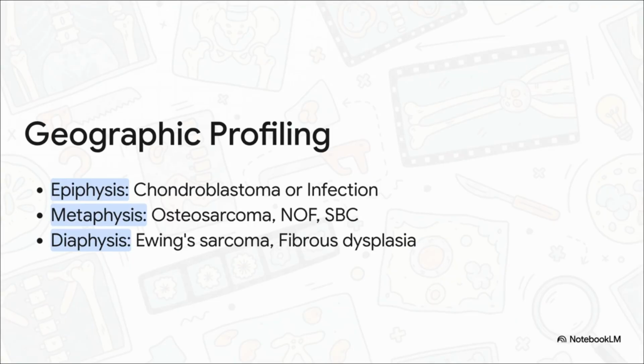And this is how location helps us narrow things down. It's like geographic profiling for tumors. For instance, if you spot a lesion in the epiphysis of a young person, you immediately think chondroblastoma. See one in the metaphysis? Osteosarcoma is a prime suspect. And a lesion right in the middle of the shaft, the diaphysis? That's classic territory for Ewing's sarcoma.